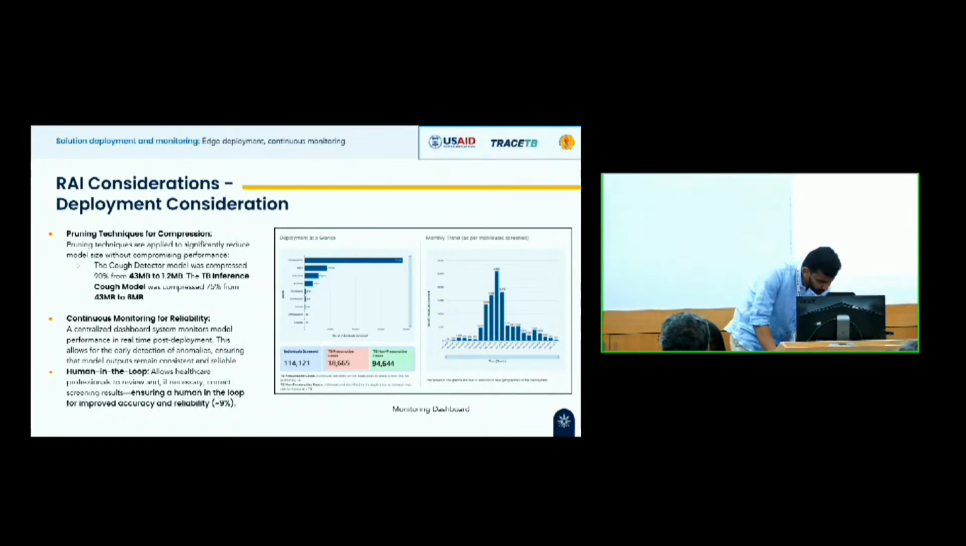So we use pruning techniques for the model compression. And the other thing is there is a dashboard which the Center TV division and other stakeholders have access to. They can see every day, from different geographies, how many screenings are done, whatever is sent. And you can keep monitoring to see if there are any issues.